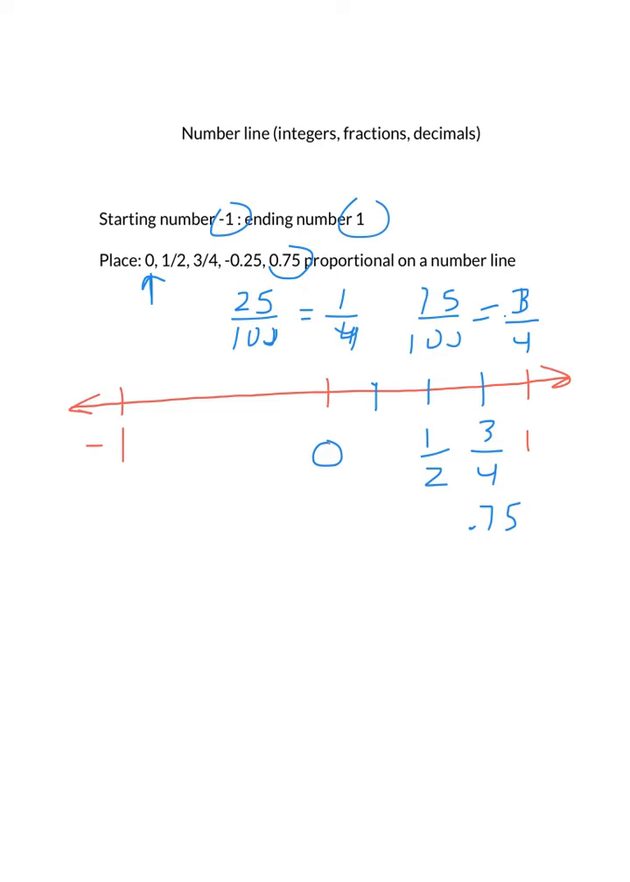Now, my negative 1/4, which is negative 25 hundredths. If I think about it, 1/4, 2/4, 3/4, 4/4, which is 1 whole. So my 1/4, which is 25 hundredths, would go there. So when I'm all done, I have negative 25 hundredths, 0, 1/2, 3/4, or 75 hundredths, and then the number 1. So in this example, that's how it worked.